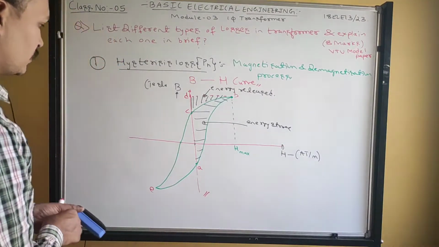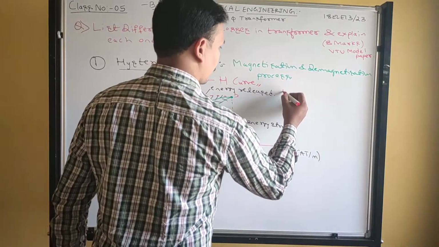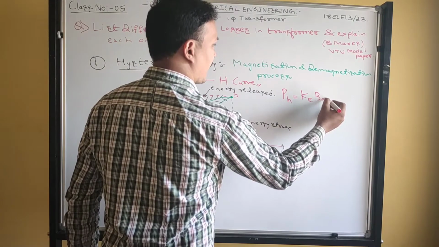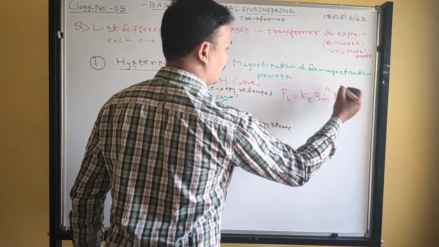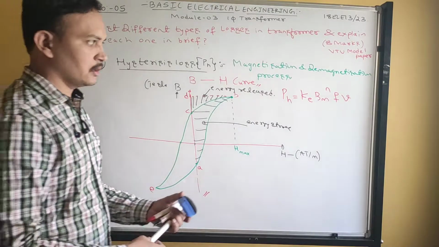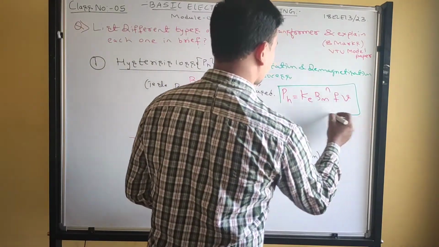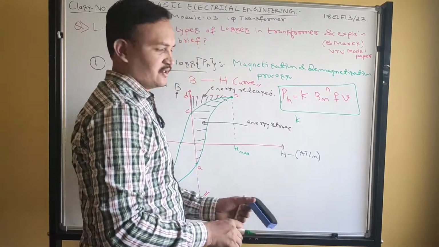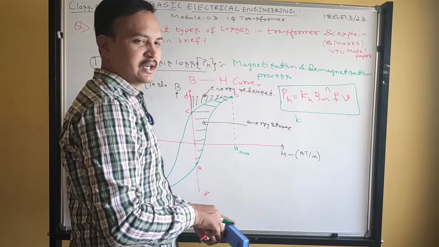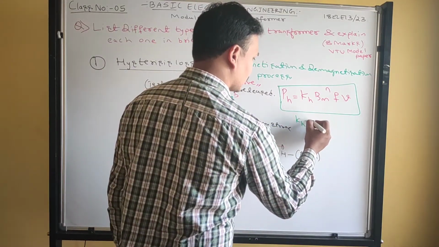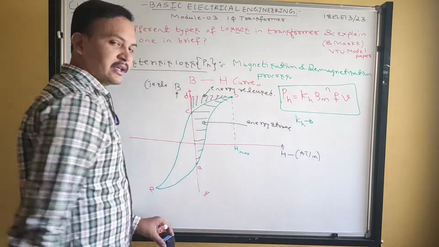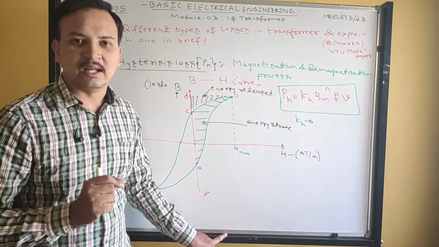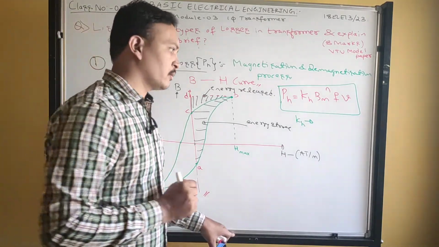Got it? So hysteresis loss is given by the equation: Ph = KH Bm to the power n into F into V. This is the hysteresis loss equation. See now, please write this as KH, since we are discussing hysteresis, we should write KH. Where KH is nothing but, please write down, the hysteresis coefficient of the core material.